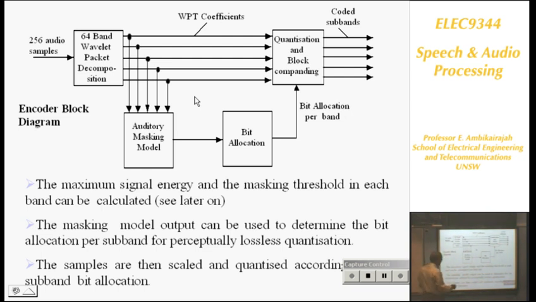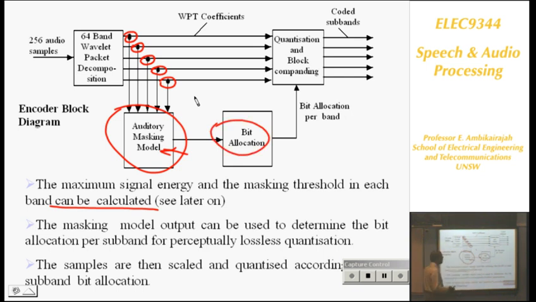The maximum signal energy and the masking source of each band is calculated. So we find out the energy here, here, here, here, and here. Apply the masking threshold model and you get the global masking threshold. Using that, find out how many bits you need for each band. Then the samples are scaled and quantized according to the subband number of bits.